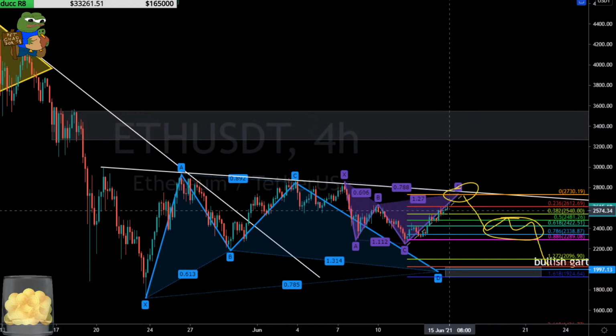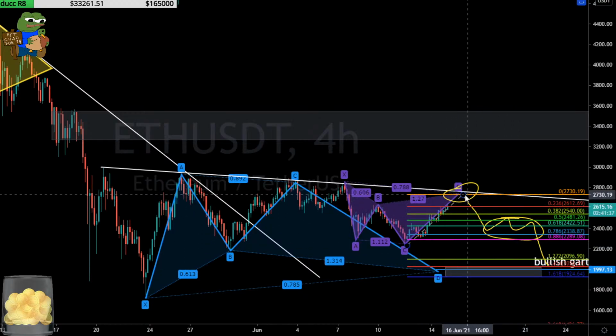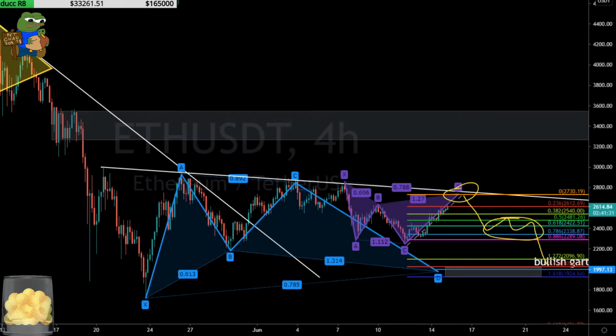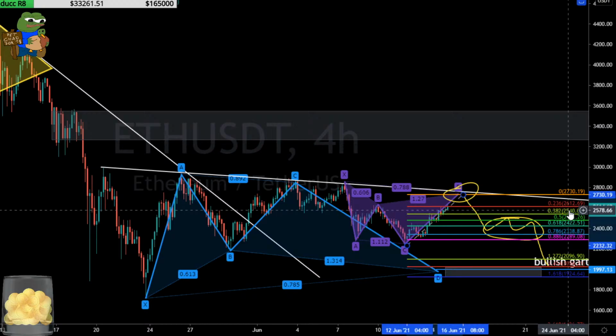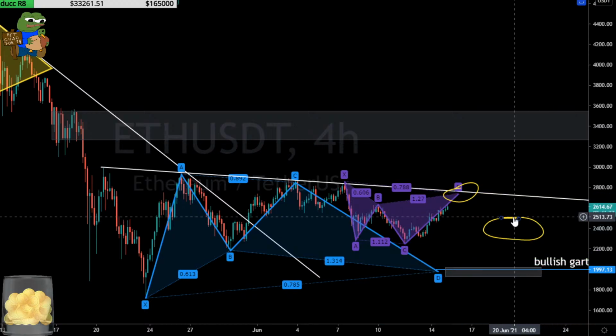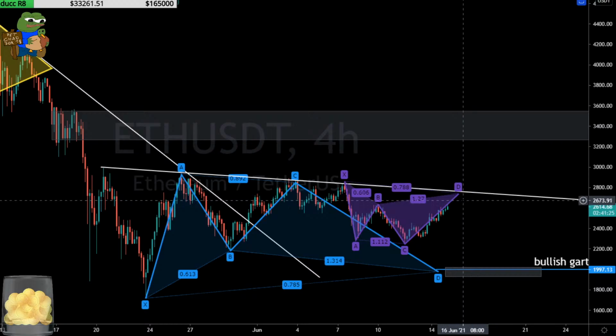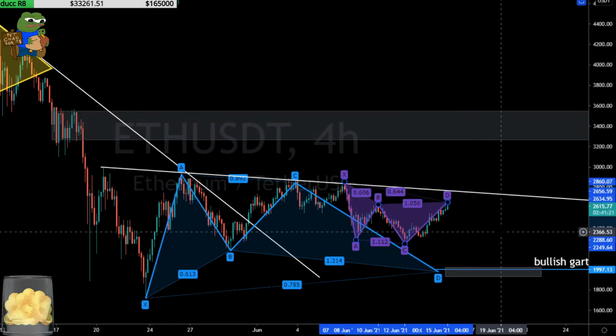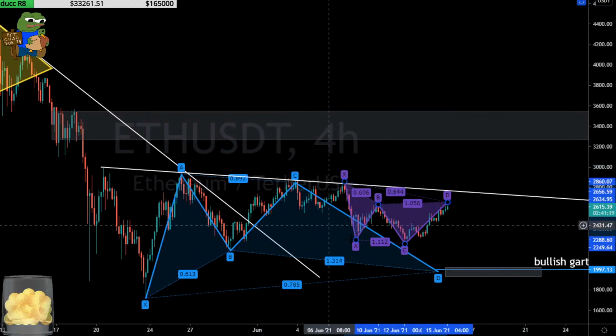So if we fail here, ETH, whoops, sorry. ETH, wrong cursor, there we go. ETH may not even give you this cipher, okay? I mean, you already got a 618 golden retrace here, okay? So that may be all you get. We'll just have to see.